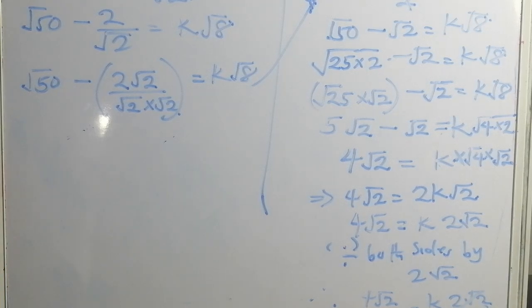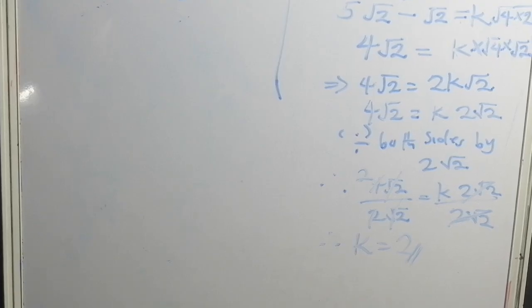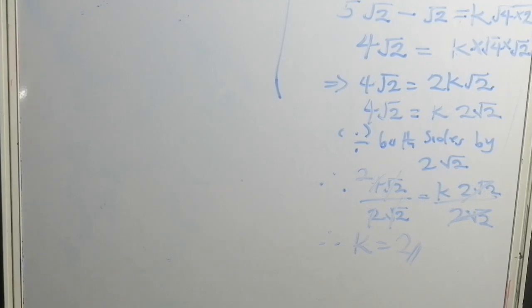Root 2 will cancel root 2. 2 root 2 over 2 root 2 will cancel each other because I want to get the value of k. So root 2 will cancel root 2. So 2 here, 2 here, 2. So it means that at the end of the day, therefore, k is equal to 2. Therefore, the value of my k is equal to 2. So it's as simple as that.